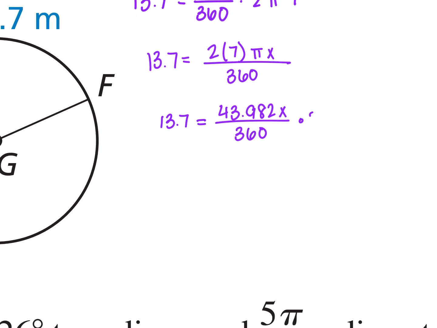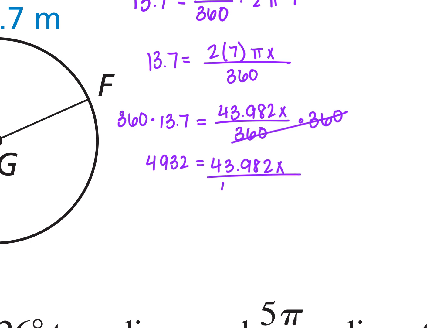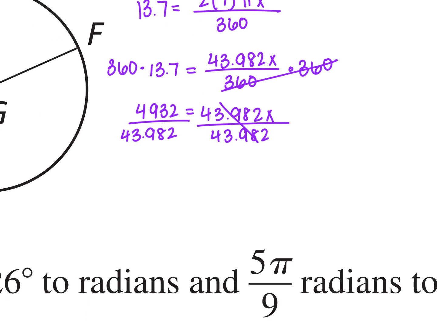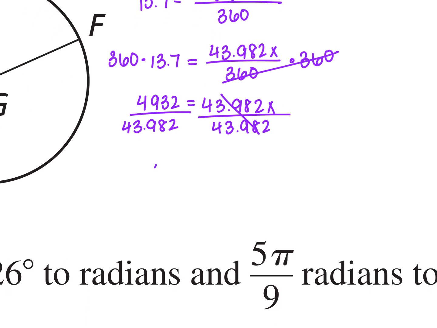I'm then going to multiply both sides by 360. If I multiply both sides by 360, I'm going to get 4,932 equals 43.982x. And then I'm just dividing, which is my last step. Again, we could have solved it different ways. This is just how I solved it. If you divide it correctly, and if we rounded correctly, x is going to equal 112.14 degrees, because that is my measure.